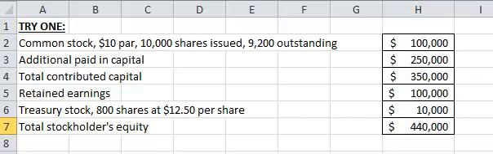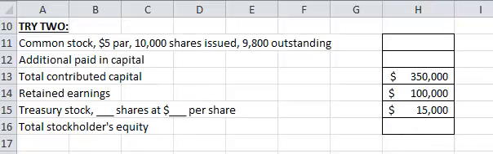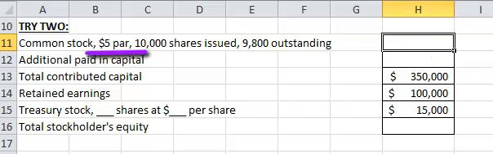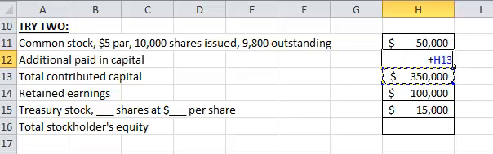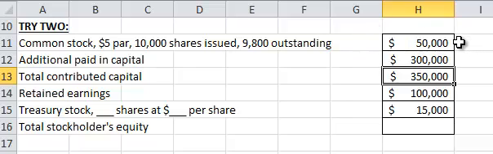Alright, let's try number 2. Once again, we have $350 total contributed. How shall we split it out? Will it be the same as the last try? No, why not? Because the par is 5. So now $5 a share must go here, and the rest goes in the excess of par. So it looks like we still got $35 a share, but now we're splitting 5 here and then 30 here because of the way the par was.